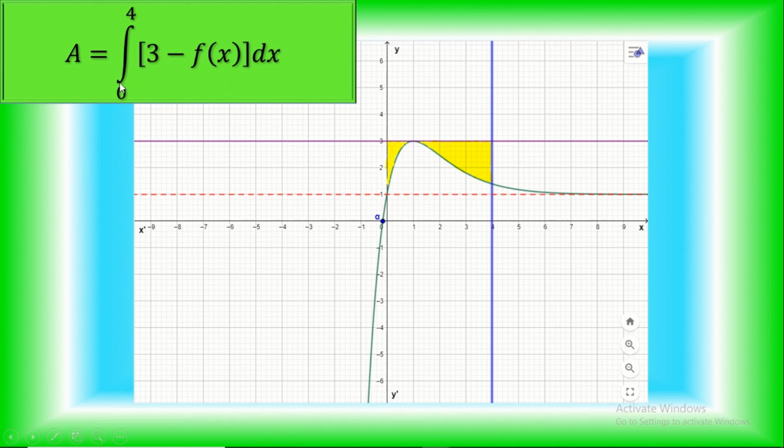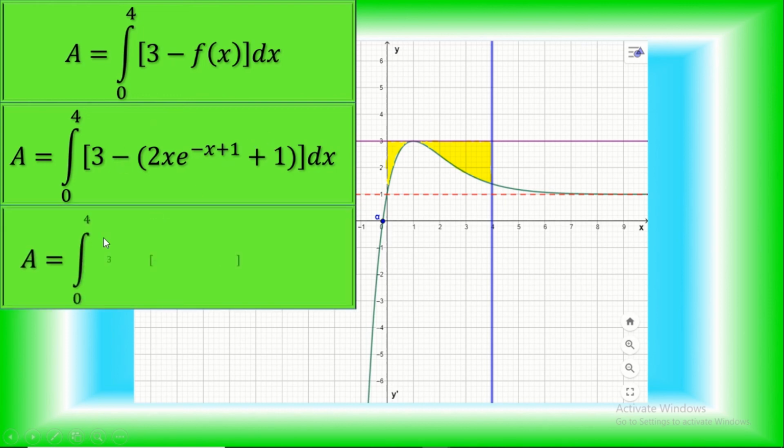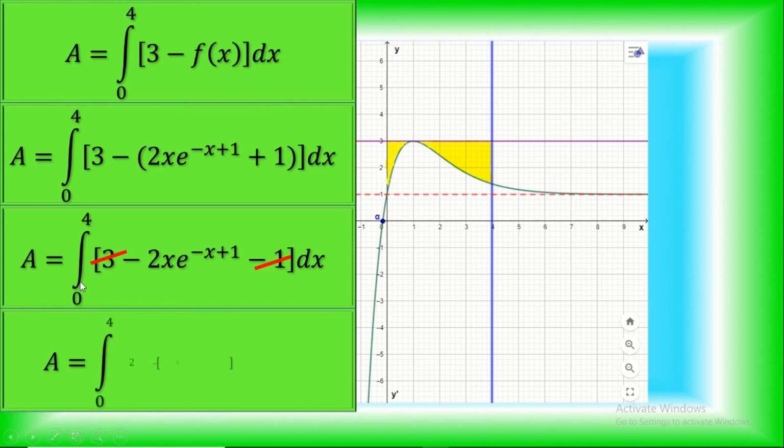Well, its integral from 0 to 4 of 3 minus f of x. We just replace f of x by its value to calculate this area. Now, if you know something, we should multiply, sure, by minus. Minus as a plus minus, and also here minus as a plus minus. 3 minus 1 is 2. So its integral from 0 to 4 of 2 minus 2x exponential(-x + 1).